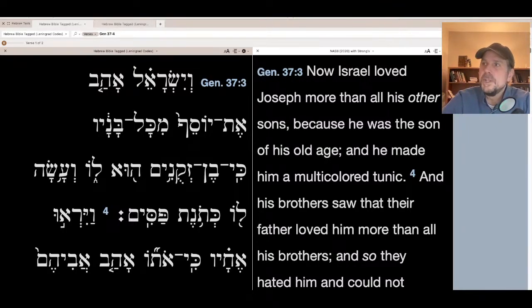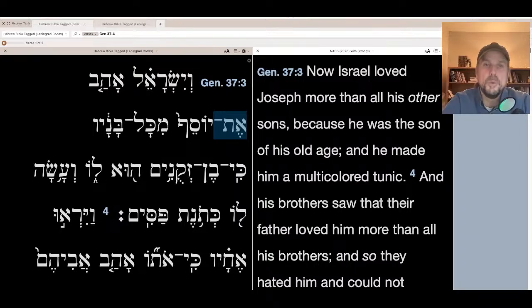But here we go. So chapter 37, 3 and 4. It says, Yisrael ahav et Yosef mikol banav. And Israel ahav. That's our word, he loved. That's where we get our noun, ahava. He loved et Yosef. We have to have the et there. That is our definite direct object marker. Yosef is the object of Israel's love, it says. Mikol banav, above all his brothers.